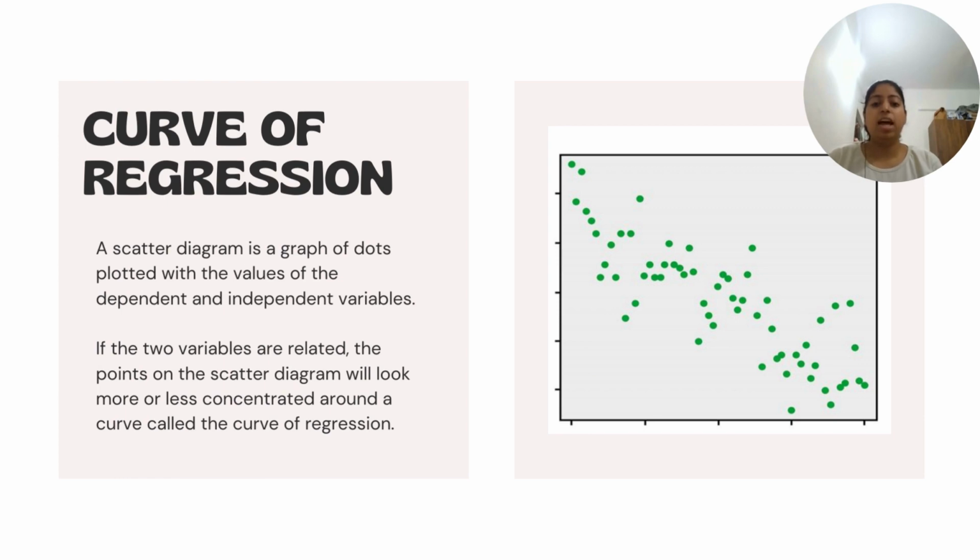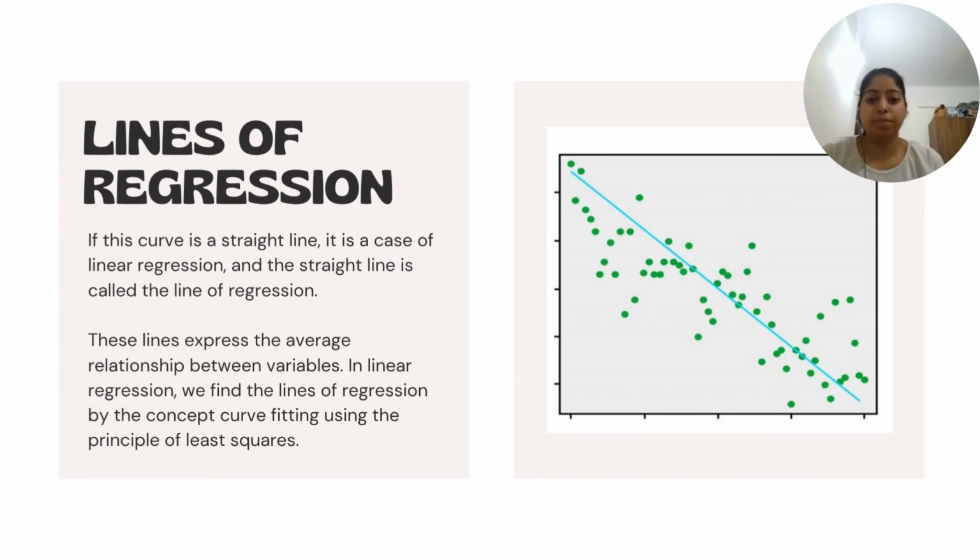Now let's understand the curve of regression. First we will plot a scatter diagram, that is, a graph of dots plotted with the values of the dependent and independent variable. In the diagram here on the right side we can see that if two variables are related, the points on the scatter diagram will be more or less concentrated around a curve called the curve of regression. In this diagram we can see the points are concentrated in a diagonal line.